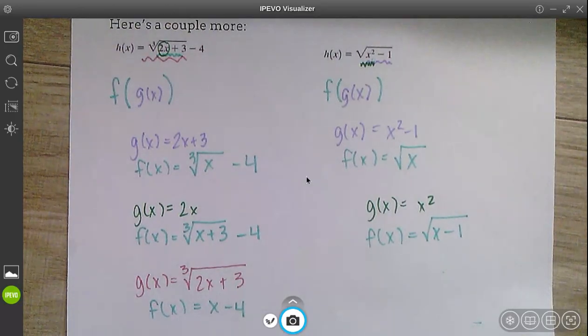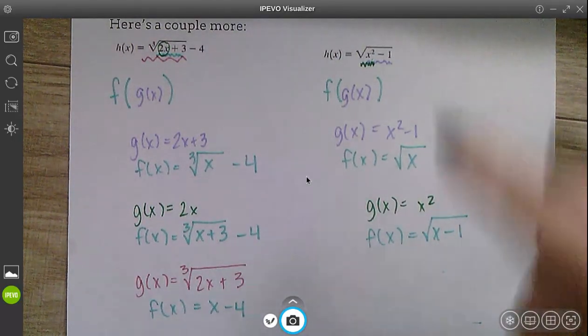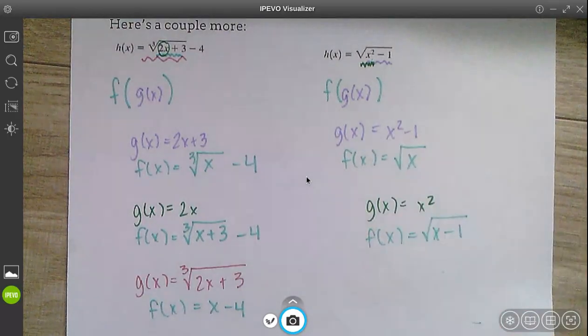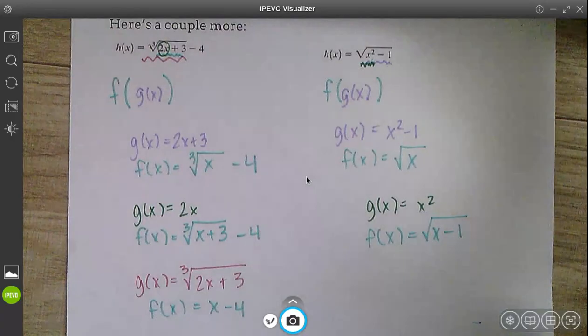I think on MyMathLab it'll be like multiple choice, and if you had a question on a test like that, I would accept any of those correct answers. The one thing you can't do is just make your inside function regular letter x, because then that's not really making a replacement.